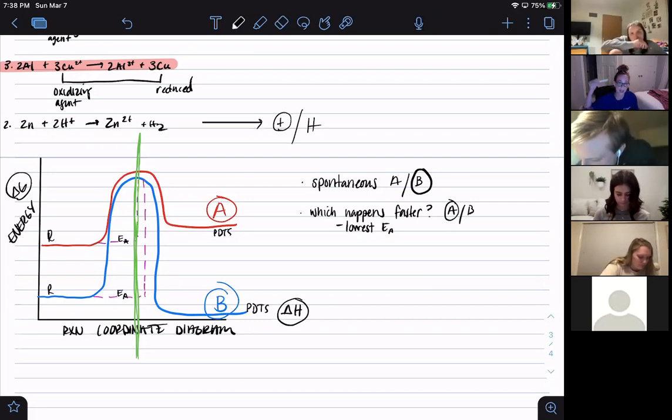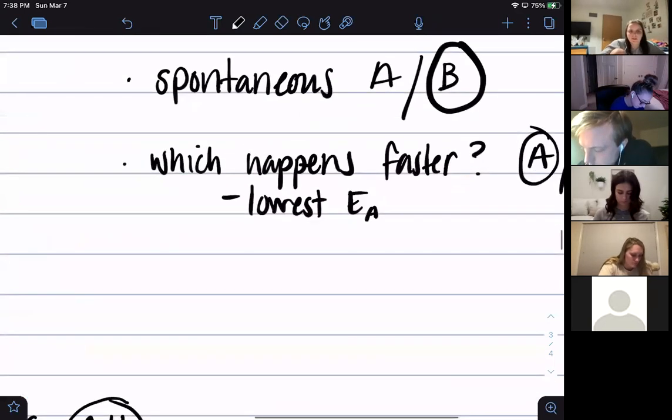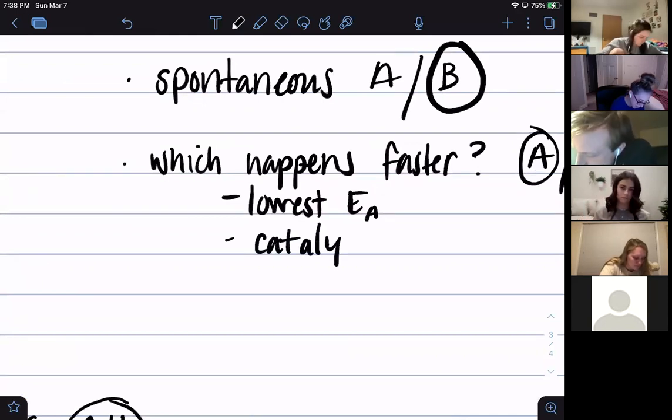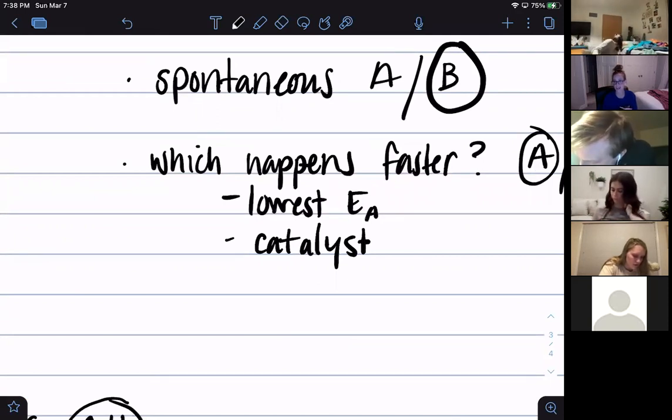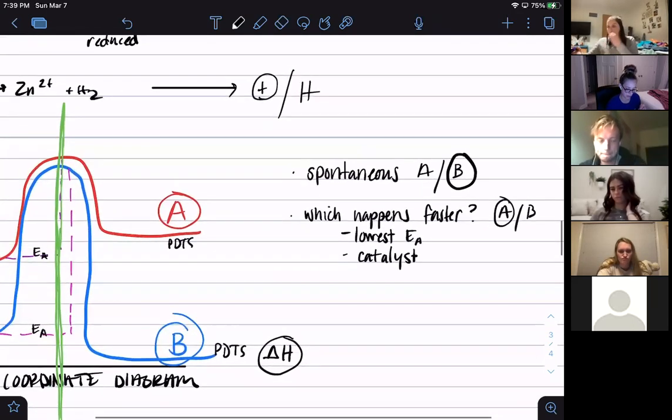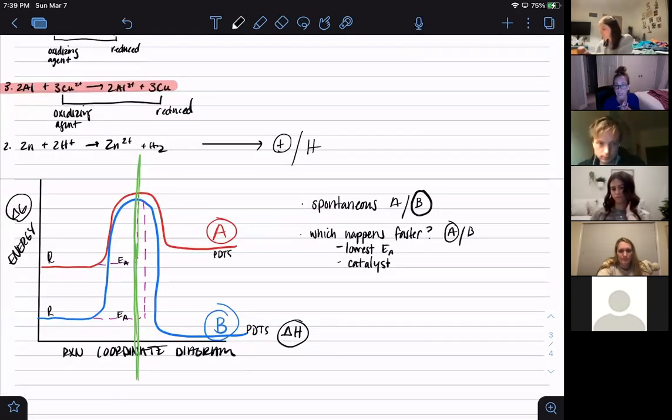Another thing to tie in: how do we make reactions go quickly? By using a catalyst. Exactly. So remember when I told you, when you think of energy of activation, to think about catalysts. This is why. If he asks which happens faster, look right away at the energy of activation. If he says which one would benefit the most by adding a catalyst, who would benefit the most, A or B?